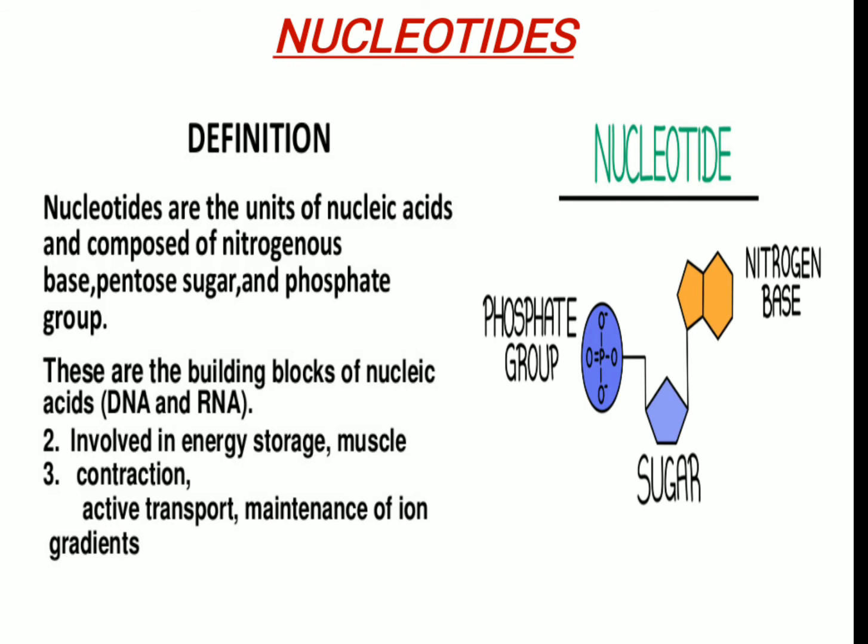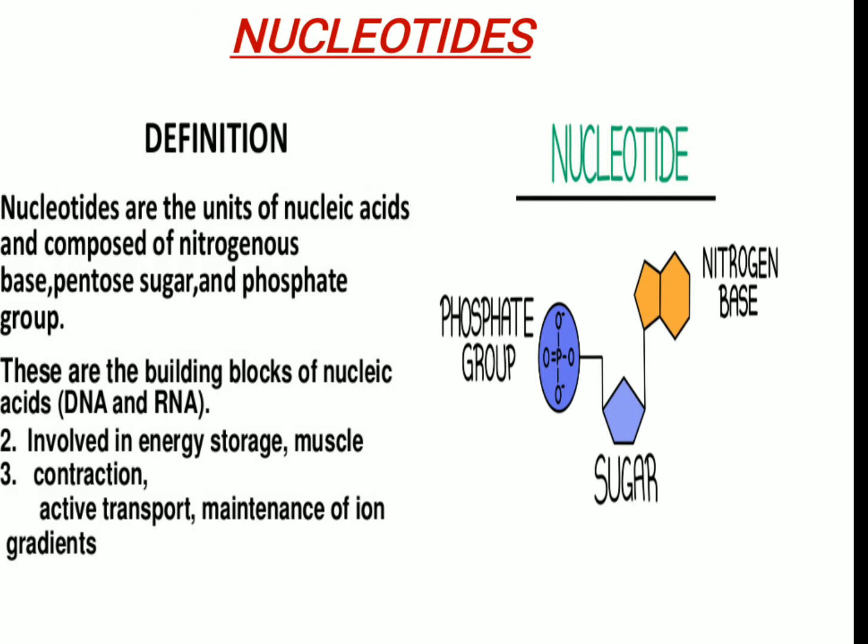These are the building blocks of nucleic acids, both DNA as well as RNA, and they are involved in energy storage, muscle contraction, active transport, maintenance of ion gradients, and the most important function is the carrying of hereditary information from one generation to another generation. However, in the subsequent lectures, we shall be discussing how the various functions are maintained by this polymer of nucleotides, that is DNA.